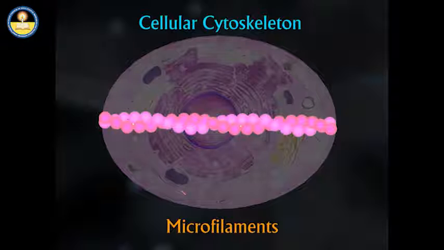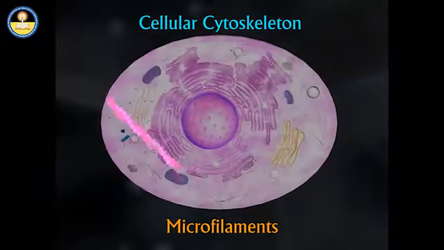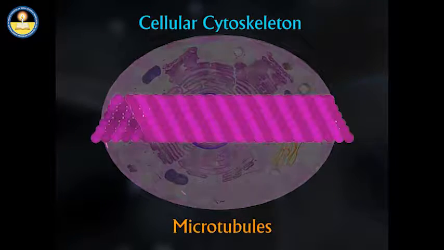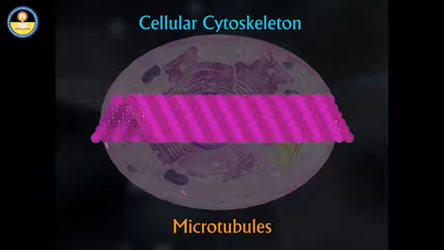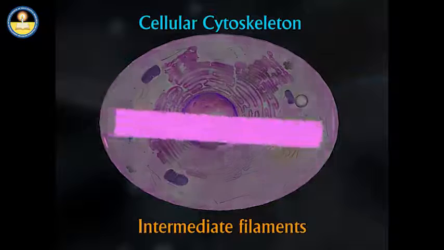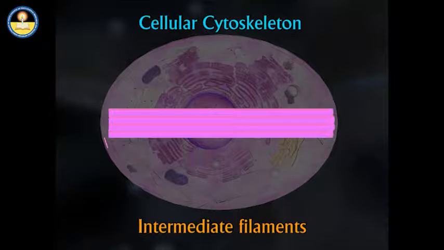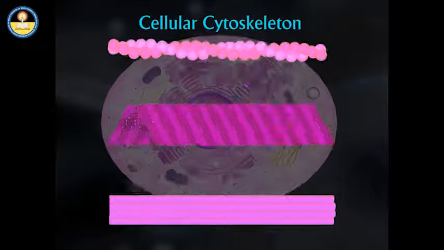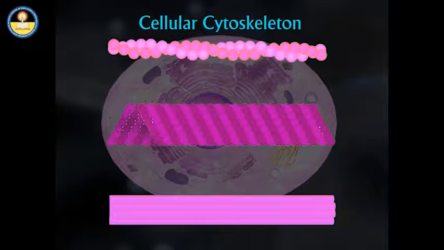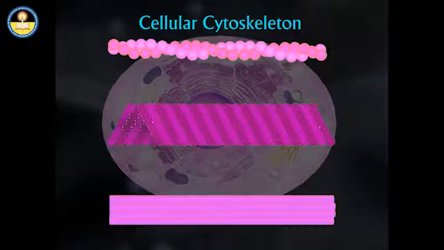Microfilaments. They are fine, thread-like fibers made up of protein, actin. Microtubules. Microtubules are hollow tubes made up of protein, tubulin. Intermediate filaments, which are larger in size than microfilaments but smaller than microtubules, present in the form of cilia or flagella. All these three components work together to enhance structural integrity, cell shape and cell motility.